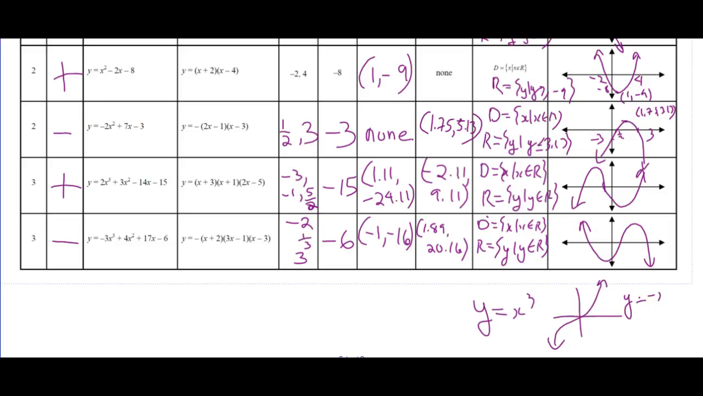And y equals negative x cubed looks like this. So the negative is telling me end behavior, right? And as you start looking at it, you can sort of say, hey, end behavior depends on degree. Oh, wait, if the degree is even, it does this. If the degree is odd, it does that.